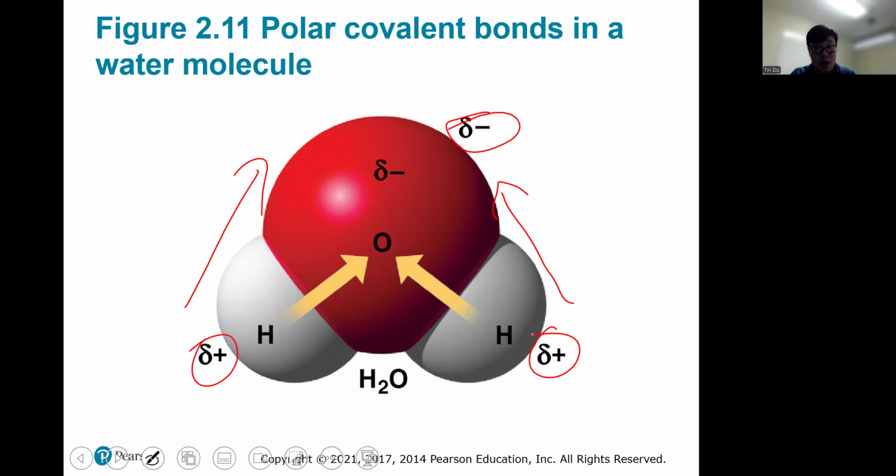These intramolecular forces, intra, not inter, intra means within the same molecule, intramolecular force is what we call polar covalent bonding. Okay. Now, if we divide the molecule in half from top to bottom, we have the negative side and the positive side, making this molecule polar. Okay.